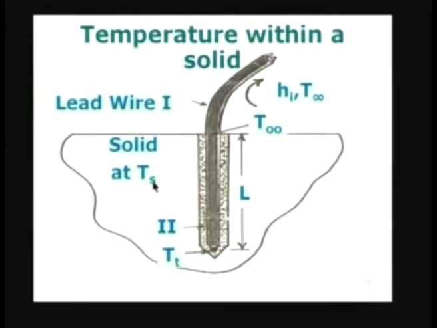So, the solid is at Ts, and I want to measure the temperature of the solid, but when I embed the thermocouple and put it here, I am going to measure the temperature indicated by the thermocouple. If there is a heat loss through the thermocouple, it means that Tt will be less than Ts. So, the difference between Ts and Tt is in fact the systematic error in the measurement in this particular installation.